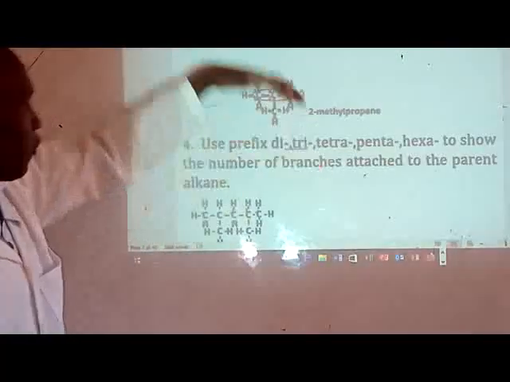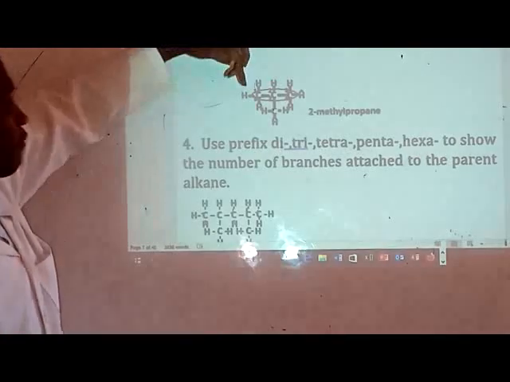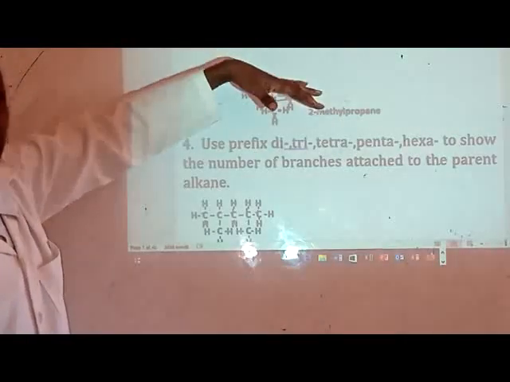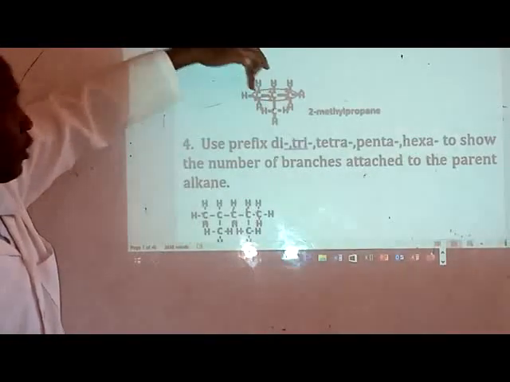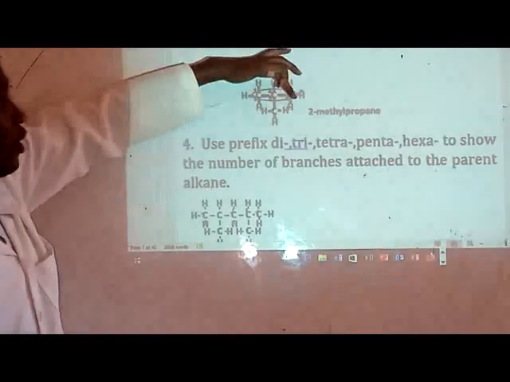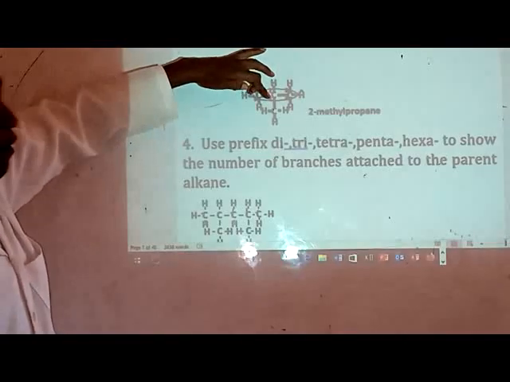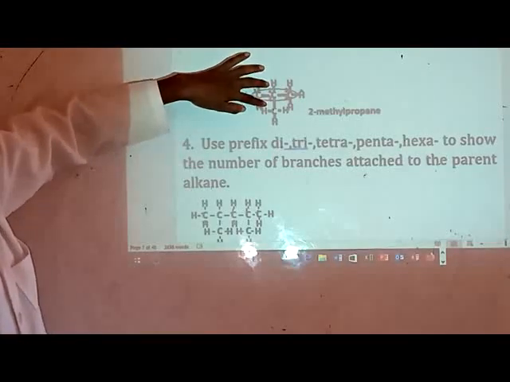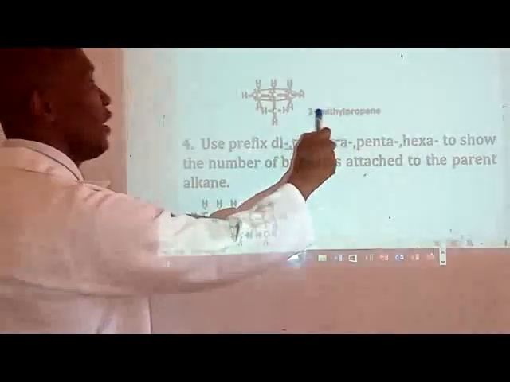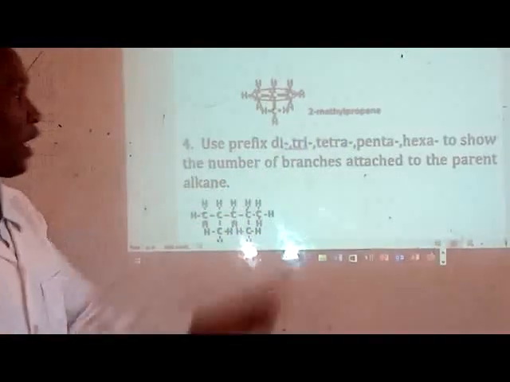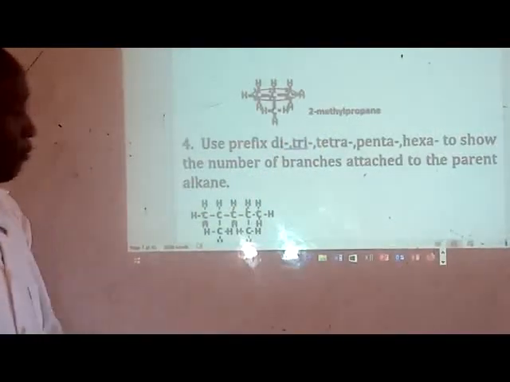Then we have numbered. We need to locate the methyl group. It can be on carbon number 2 if I number from this side, or on carbon number 2 if I number from the other side. So it is just 2-methyl either way. Note that I have the hyphen to separate the letter from the number.